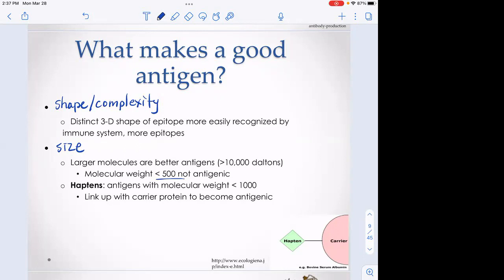So what happens is that urushiol actually acts as a hapten. In other words, it complexes up with some larger carrier protein, and then our immune system is able to recognize it. So that poison ivy oil, when it penetrates into our skin a little bit, it complexes with proteins in our skin.